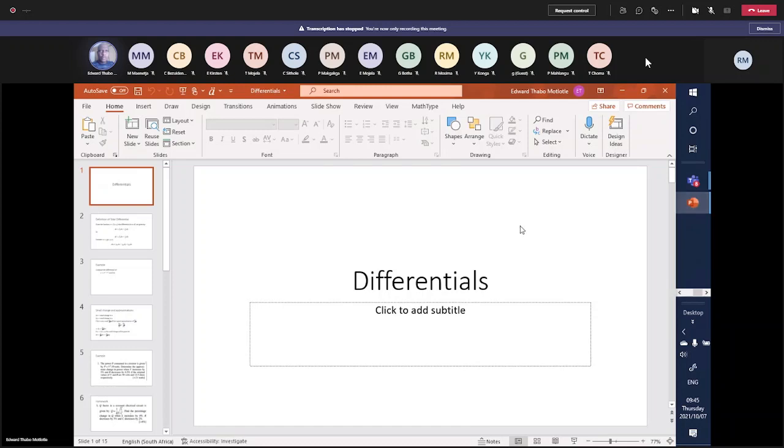Okay, today we are going to cover this topic, differentials. Under these differentials, we'll cover more topics under this main topic. First thing that I have to define is what is a differential. So we'll start with what we call a total differential.